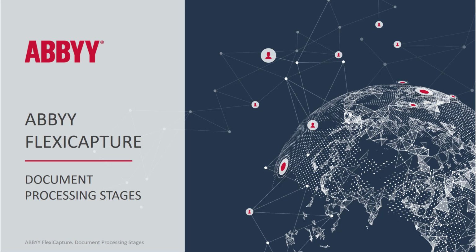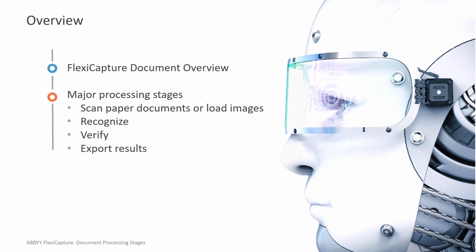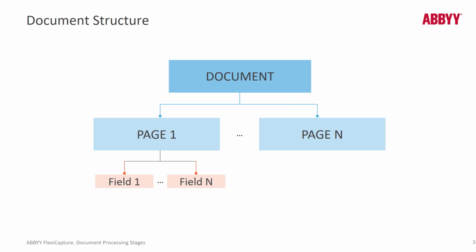It's time to talk about document processing stages within ABBYY FlexiCapture. So we'll talk about these major stages. Essentially, they're ingestion, recognition, verification, and export. I'll come back to those categories. We kind of mix those categories up a little bit. But let's just start with an overview.